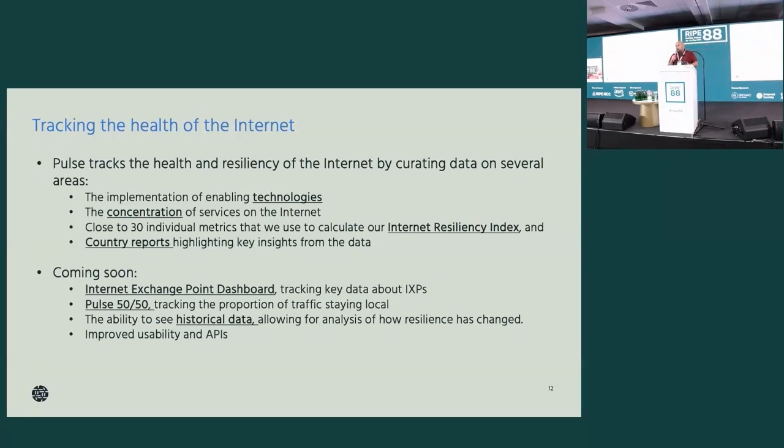What we are working on right now is an Internet Exchange Point dashboard, the 50/50 tracker, or the keep it local, keeping traffic local tracker, and the ability to navigate through historical data, as well as a new and improved API.